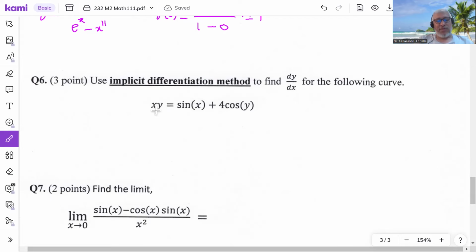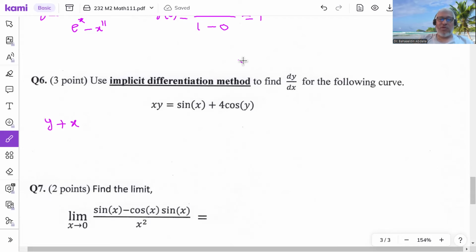So this is a product. Derivative of the first term, which is x. Derivative of x is 1, dx by dx, which is 1. So derivative of x is 1 times y plus, I don't have to write 1, plus x times derivative of y.